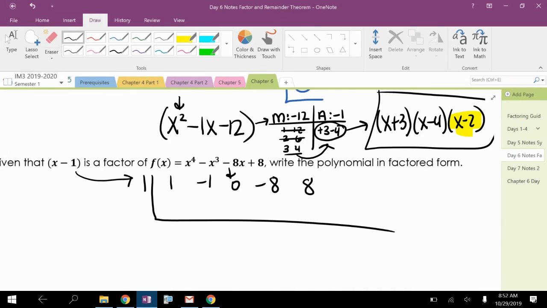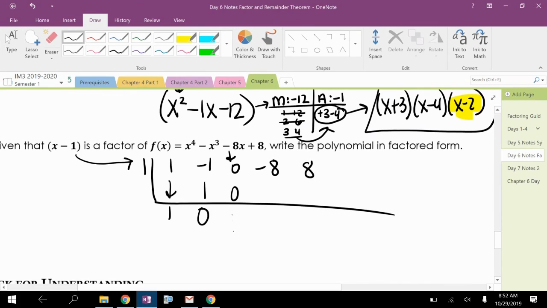All right, you guys are getting better at synthetic. The more you do it, the better you get. It's just a lot of multiplying and adding. Multiply, add, multiply, add. Bring down the 1. 1 times 1 is 1. Then I get 0. Then I multiply, I also get 0. When I add straight down, I get 0 again. Okay, lots of zeros. 1 times 0 is 0. Now when I subtract, I get negative 8. And then when I multiply, I get negative 8 and I get 0, which again, you should have known from the directions that you were going to get 0 because it says it is a factor.